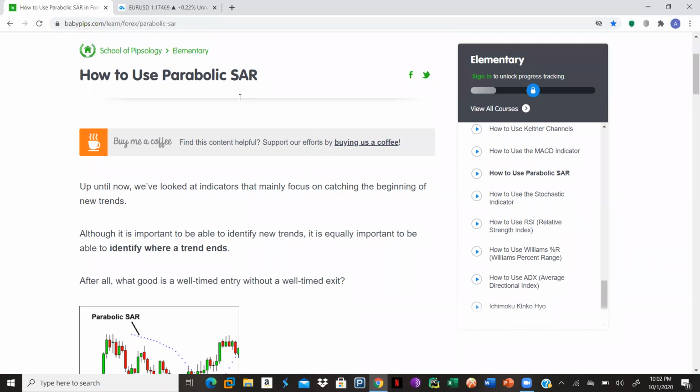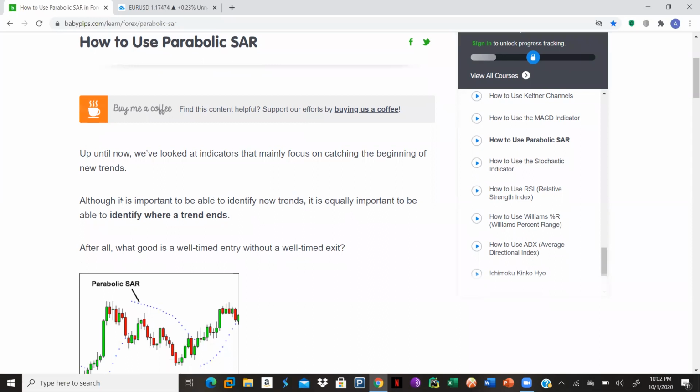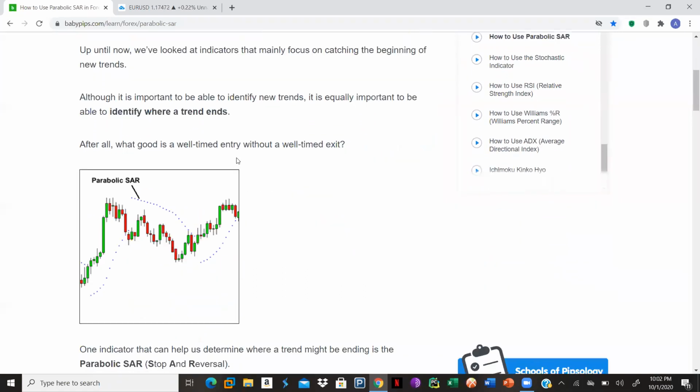So here we have how to use the parabolic SAR in the article, and down here, it's saying that it is important to be able to identify new trends. It's equally important to be able to identify where the trend ends. So the SAR not only gives you where the trend is starting from, but it also gives you where the trend is ending. After all, what's good is a well-timed entry without a well-timed exit?